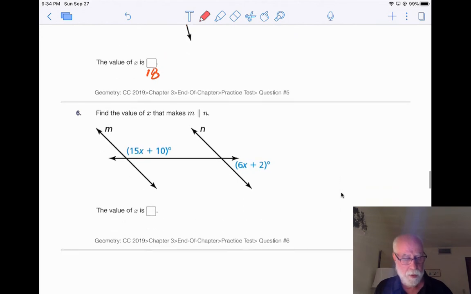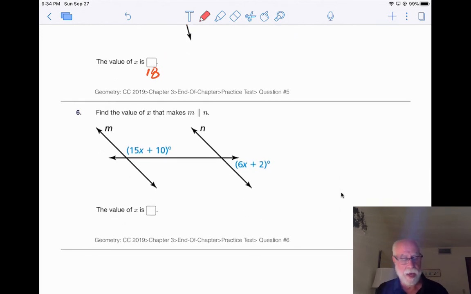Okay, on number 6, it says find the value of x that makes m parallel to n. So remember, now we're going to kind of look here. There's some myriad ways that we could look at this, but this is what I saw. I saw that that is 6x plus 2 degrees. That would make that one also be 6x plus 2 degrees because, again, they are vertical angles.